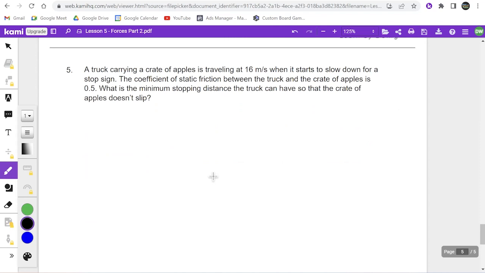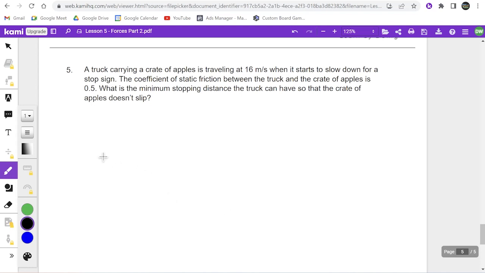A truck carrying a crate of apples is traveling at 16 meters per second when it starts to slow down to a stop sign. The coefficient of static friction, notice static friction, between the truck and the crate of apples is 0.5. What is the minimum stopping distance the truck can have so that the crate of apples doesn't slip?